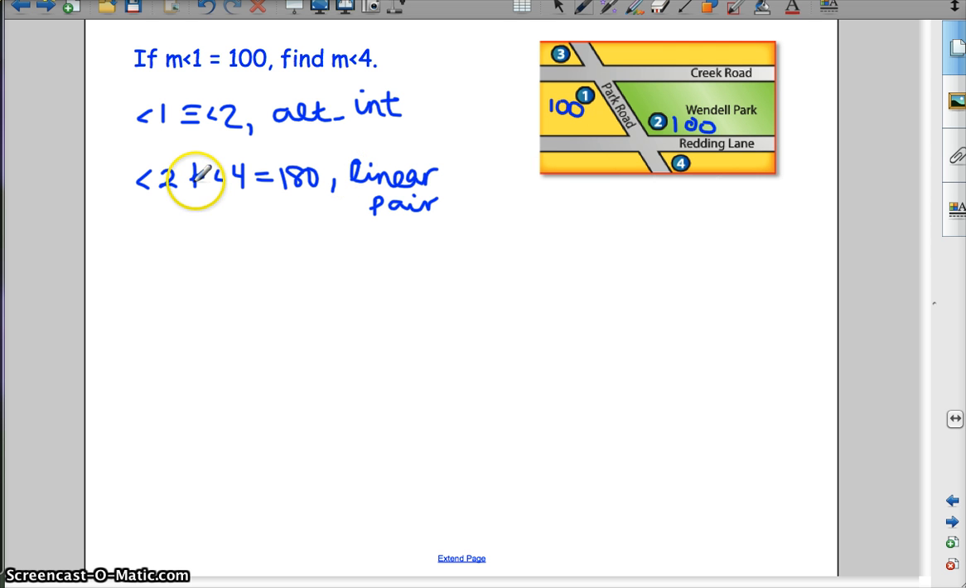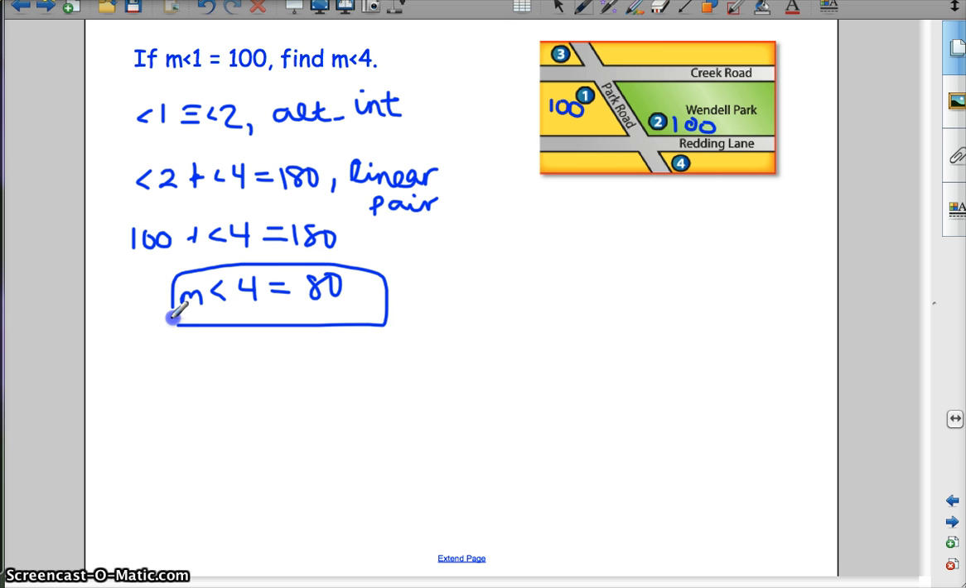And so therefore, if angle 2 is 100, we can substitute in 100 plus angle 4 equals 180. We can say that the measure of angle 4 equals 80 degrees. And that would be your answer. And you don't have to tell me that you're substituting or subtracting. These are the two I want to see, the theorems.